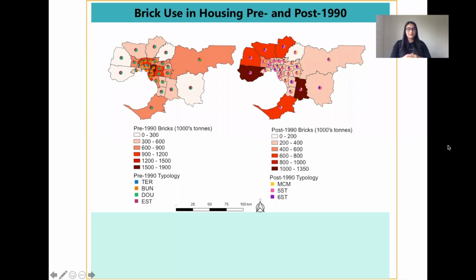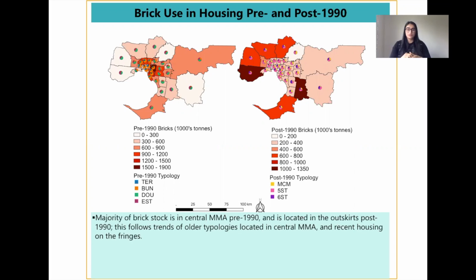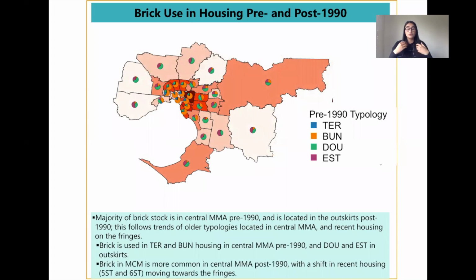We can show material use trends throughout time. Using brick as an example, when comparing pre and post 1990, majority of the brick stock is located in the central Melbourne metropolitan area pre-1990 and on the outskirts post-1990. This follows the housing trend of older typologies located in the central region and recent housing on the fringes. The same is shown when you zoom into the time era itself. For example, pre-1990, brick is common in terrace and bungalow in the central region with the orange and blue in the pie chart, and in comparatively recent housing on the outskirts.